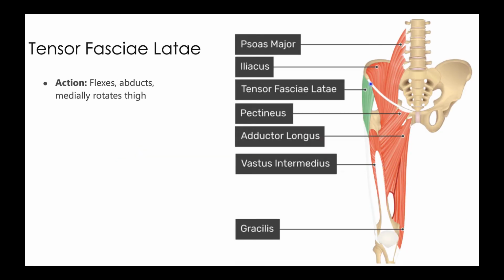Tensor fasciae lata is lateral on our legs. It is flexing, abducting, medially rotating our thighs.